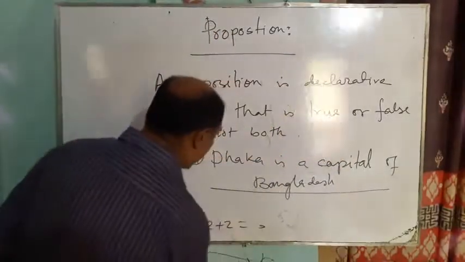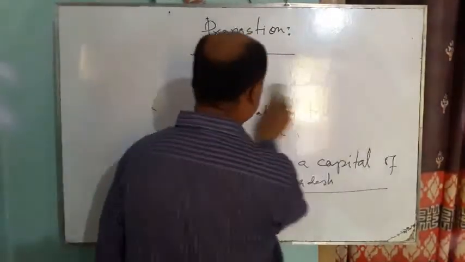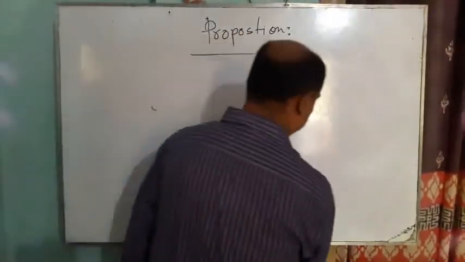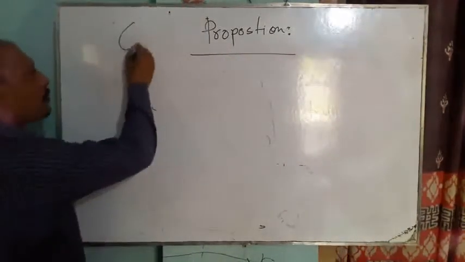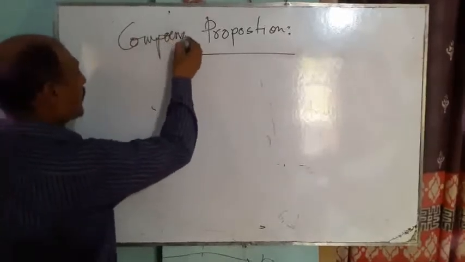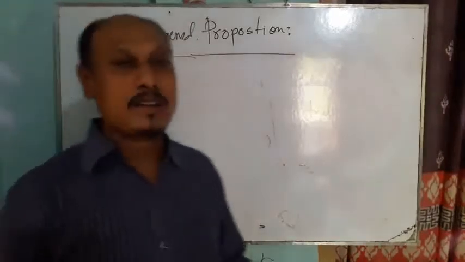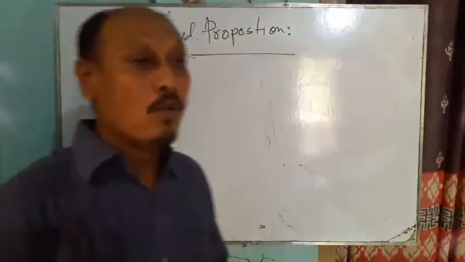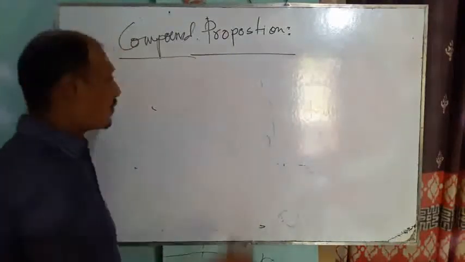Now we will know the definition of compound proposition. A mathematical statement constructed by combining one or more propositions is called a compound proposition.